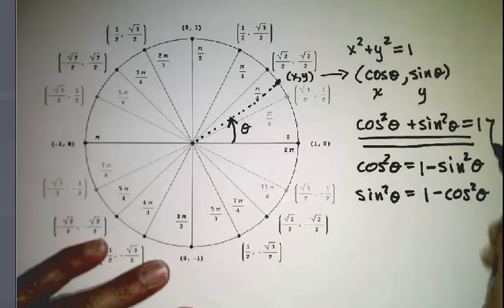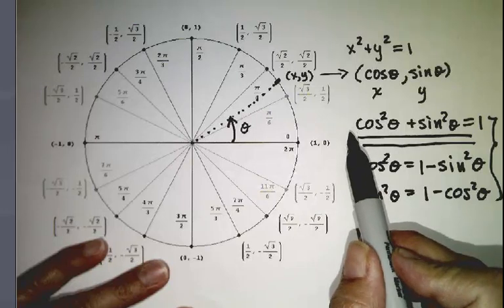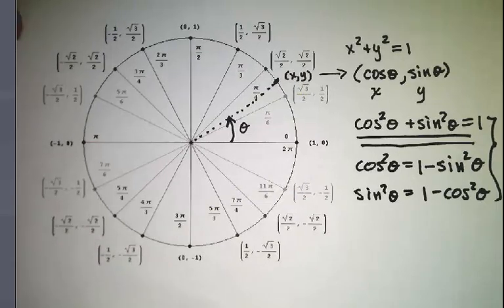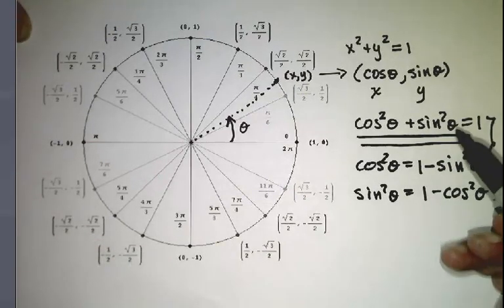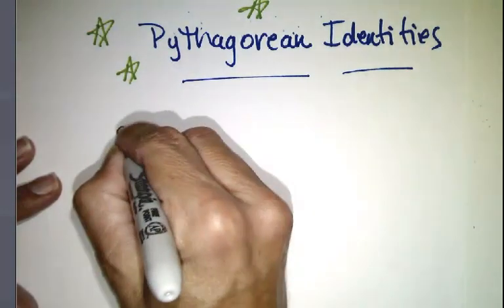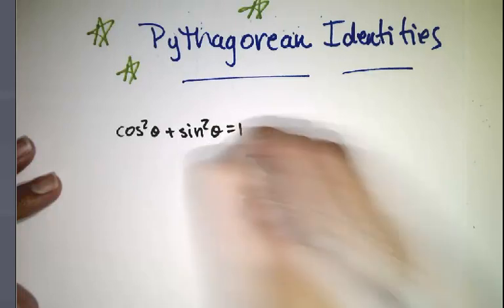These are really three of the same ways to write this particular one. So cosine squared theta plus sine squared theta equals 1. From this one we can actually get two more of the Pythagorean identities. So let me remind us what we had here. Let's put this back up here. So we know cosine squared theta plus sine squared theta equals 1.